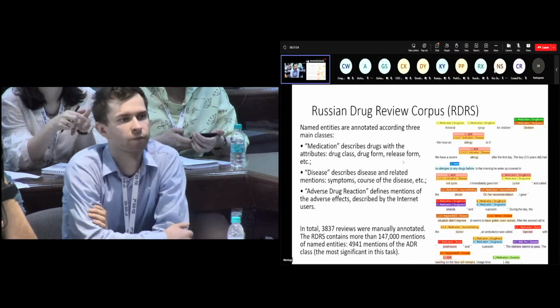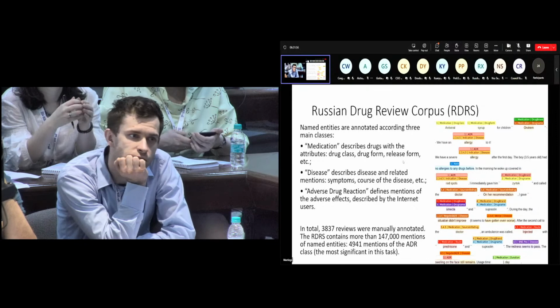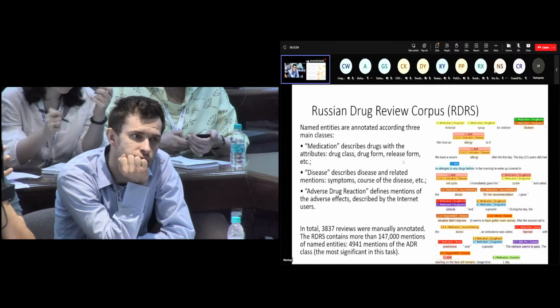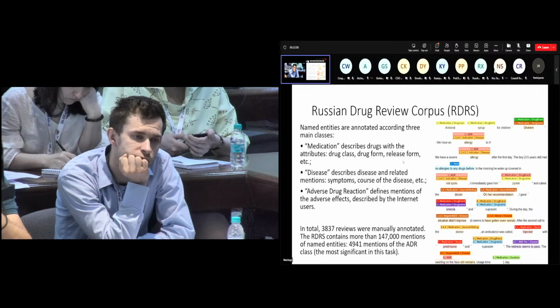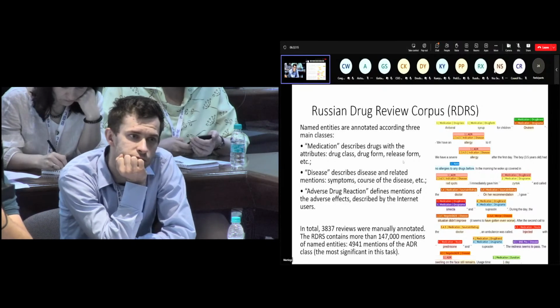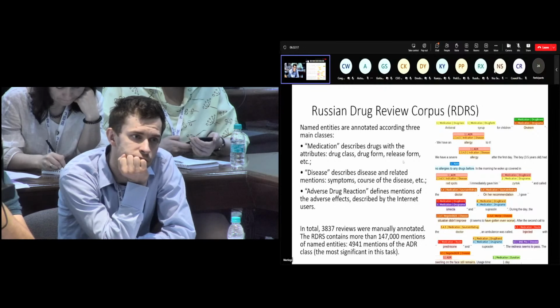In total, 3,800 reviews were manually annotated. The RDRS corpus contained more than 147,000 mentions of named entities, including nearly 5,000 mentions of the adverse reaction class. That is most significant for practical needs. The annotations were made by professional experts using a web system.